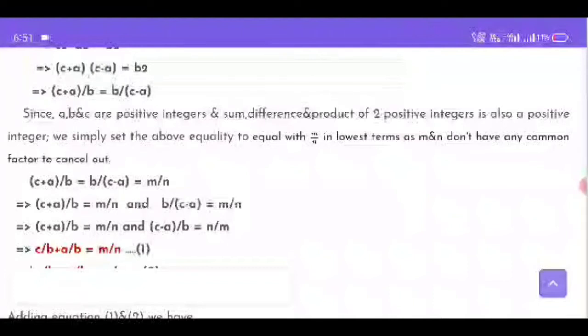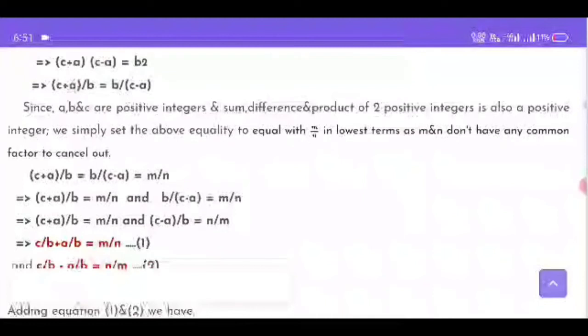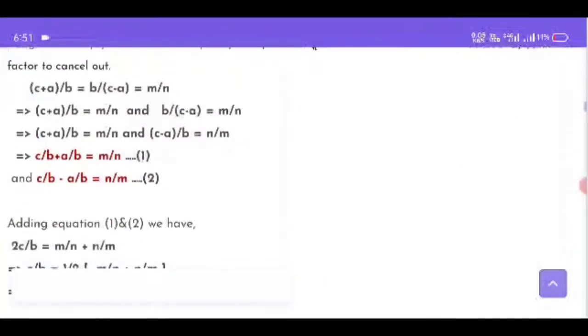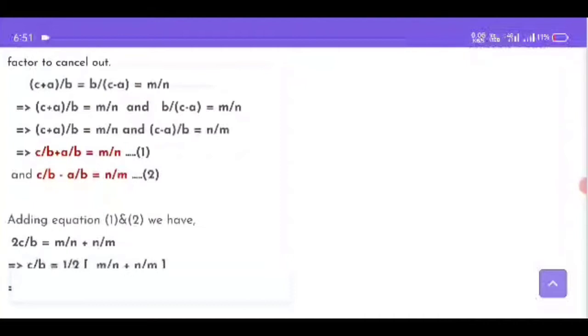(c plus a) by b equal to m by n and b by (c minus a) equal to m by n. Then (c plus a) by b equal to m by n and (c minus a) by b equal to n by m. Then c by b plus a by b equal to m by n. Then c by b minus a by b equal to n by m. So these two equations get cancelled with the adding and subtracting of each other.